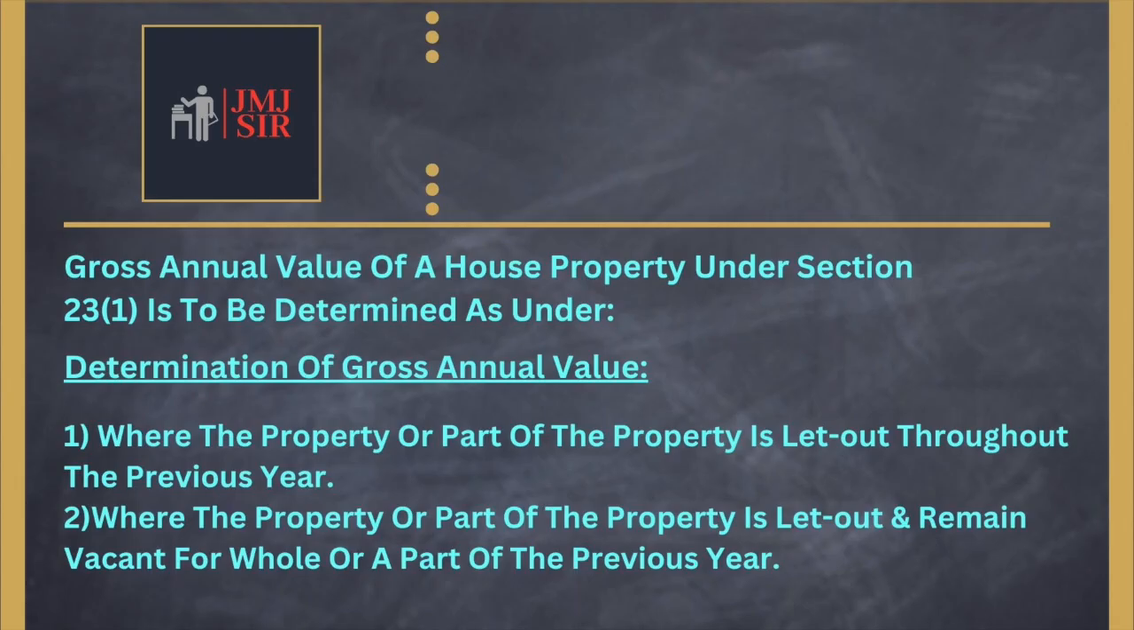First is calculating the gross annual value of the house property according to section 23, subsection 1 of the Income Tax Act, where the very first case is the property or a part of the property is let out throughout the previous year. Secondly, where the property or part of the property is let out and remained vacant for the whole or a part of the previous year.